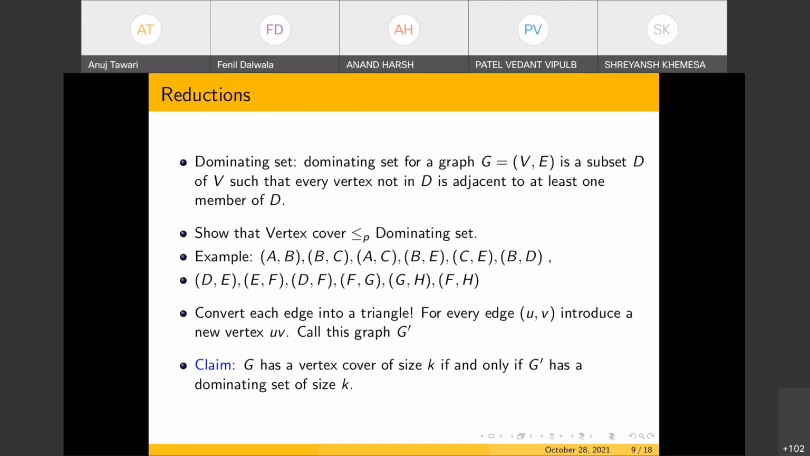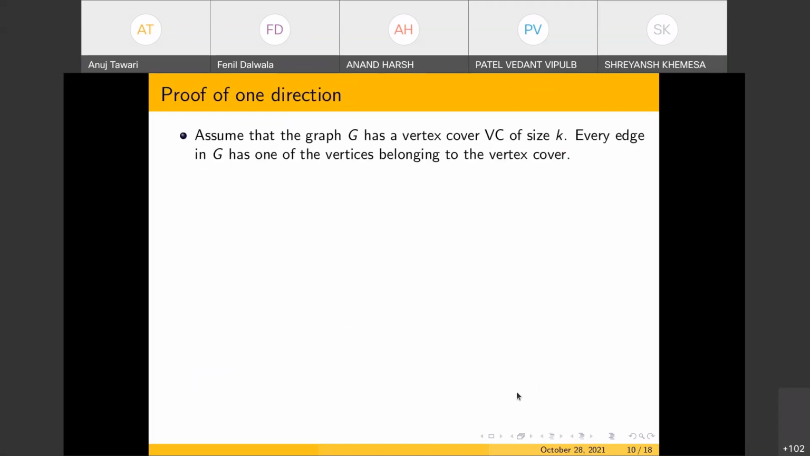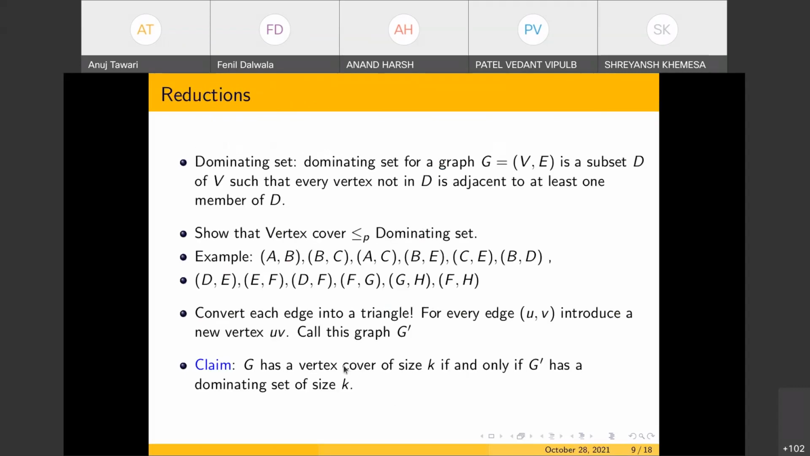And what we also want to show is the other direction, that if I can find a dominating set of size K, I can also get a vertex cover of that size. Both directions we will have to show, and that's what we'll do now. Let's look at the first direction. Let's assume that G has some vertex cover of size K, then G prime will have a dominating set of size K.